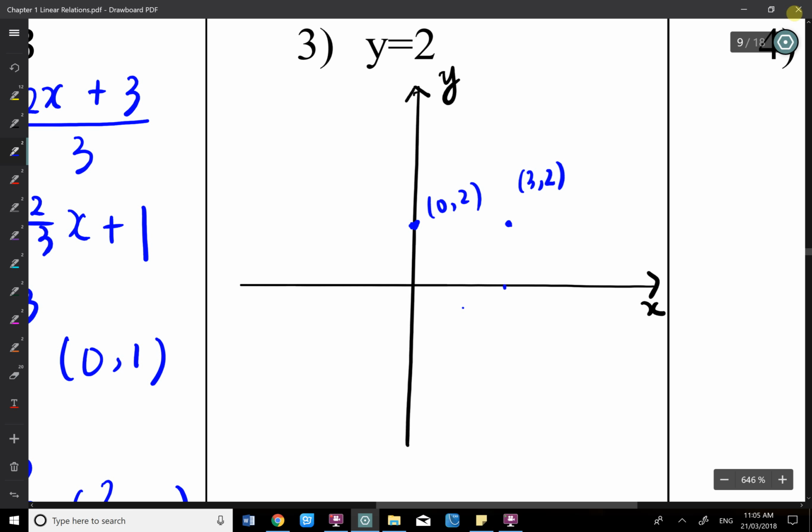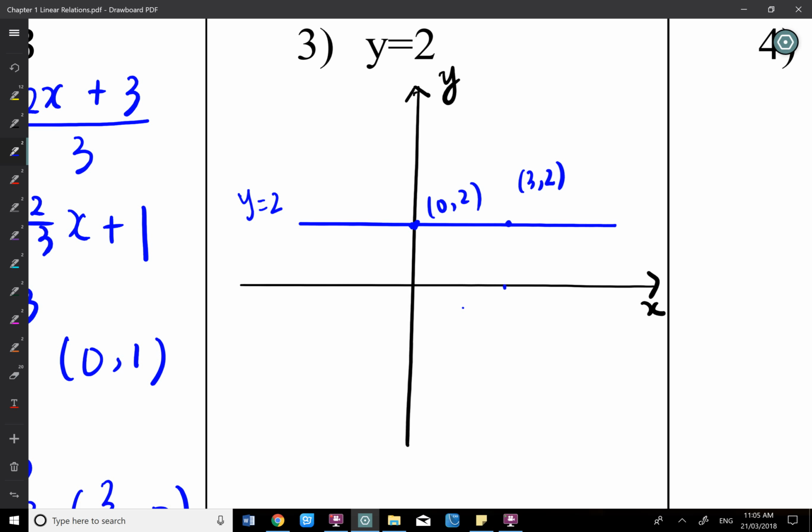By connecting them, you will have a horizontal line. Okay. That linear is y equals 2. You have a horizontal line. I only care about the y value. I only need the y value to be 2. So all the points need to have the same height, but can have different x. Therefore, we will have y equals 2 as a horizontal line, cutting the y-axis at 2.